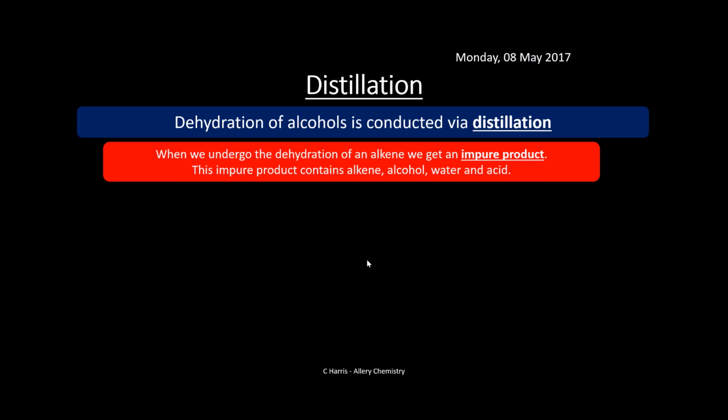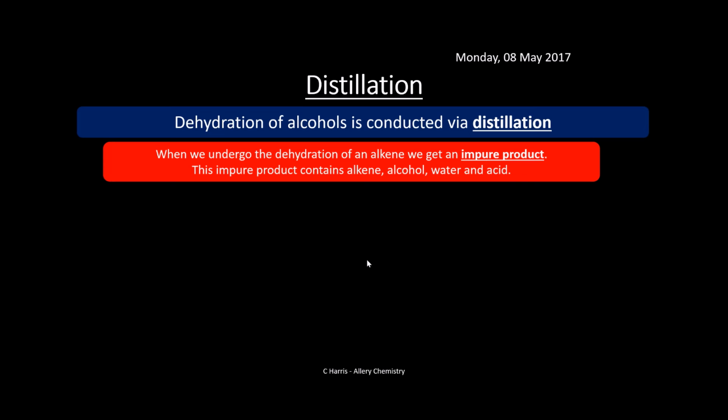Okay, distillation. So dehydration of alcohols is conducted via distillation. Okay, so when we undergo the dehydration of an alcohol, we get an impure product. Okay, so we get some impurities in there. And this impure product contains alkene, alcohol, water, and acid. So we've got loads of different things here. So what we need to do is separate the useful alkene, the bit that we want, from all the impurities that we've got.